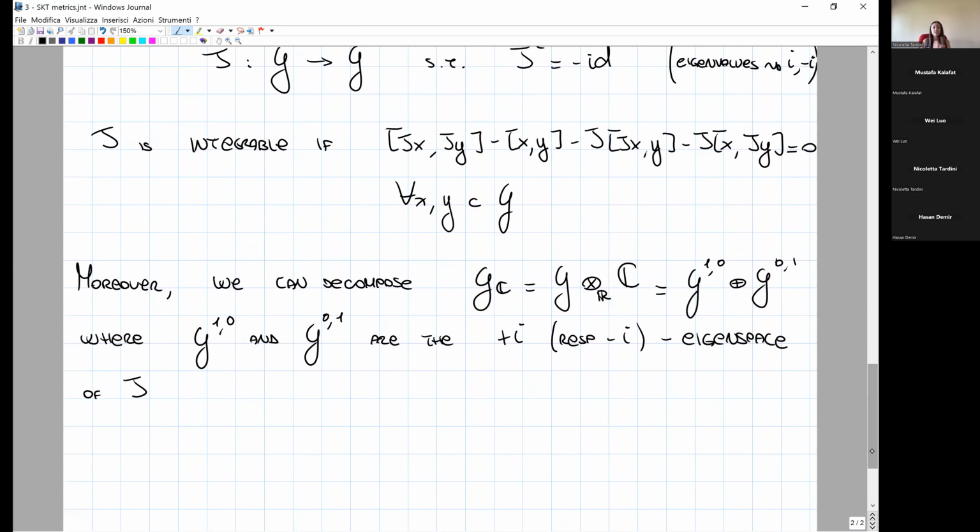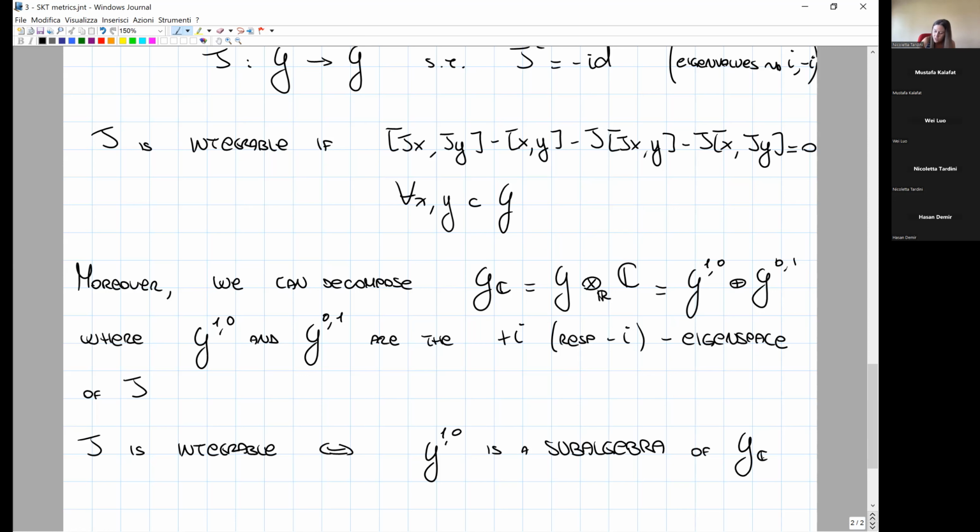And this is true when J is just almost complex, okay? You don't need integrability for this decomposition. But we have that J is integrable if and only if g^{1,0} is in fact a subalgebra. It's not just a subspace, it's a subalgebra of g_C, because the commutator of two vectors of type (1,0) is again a vector of type (1,0).